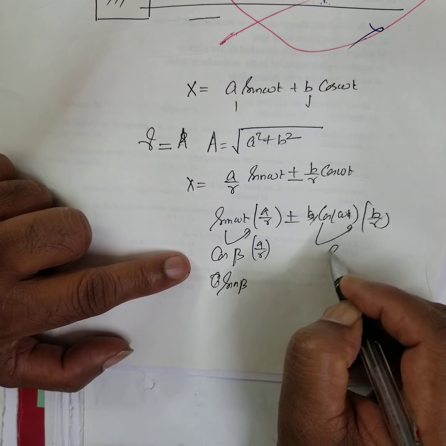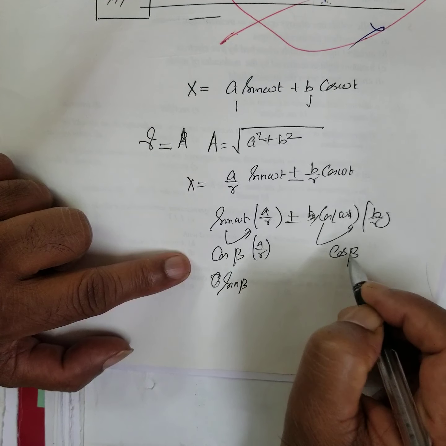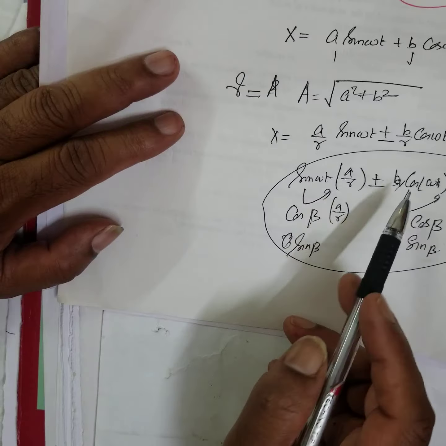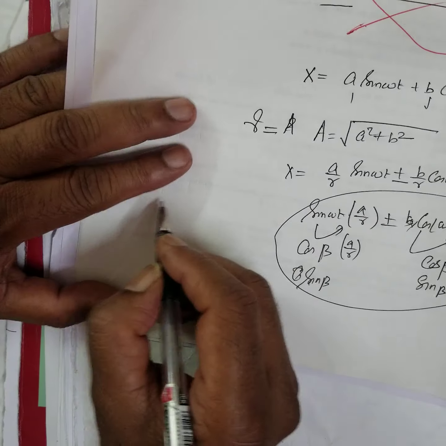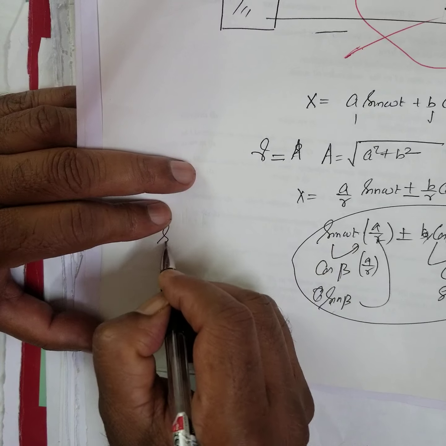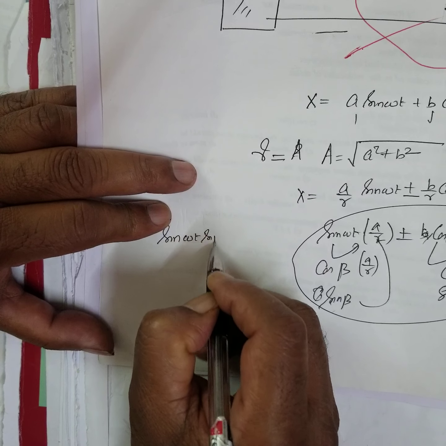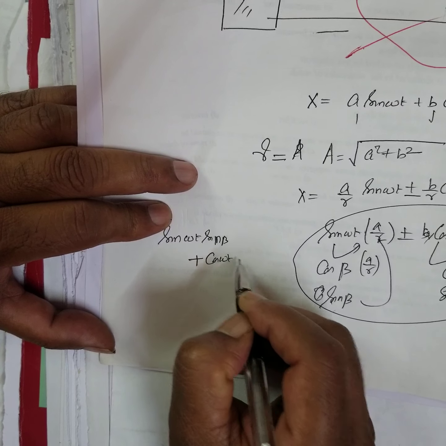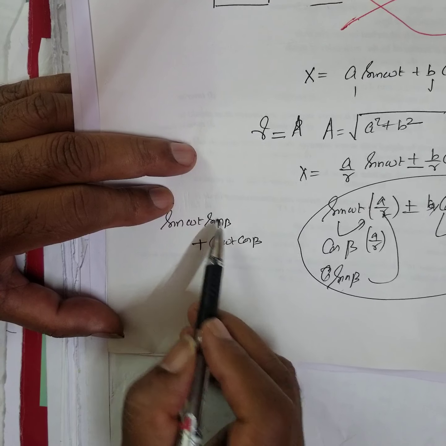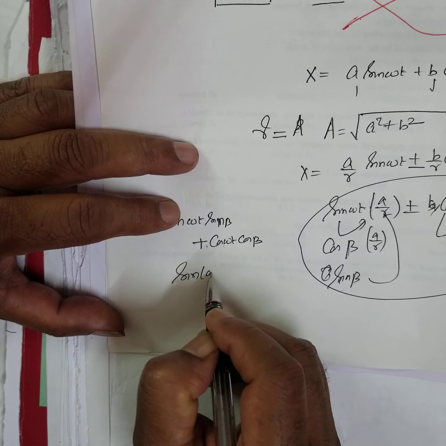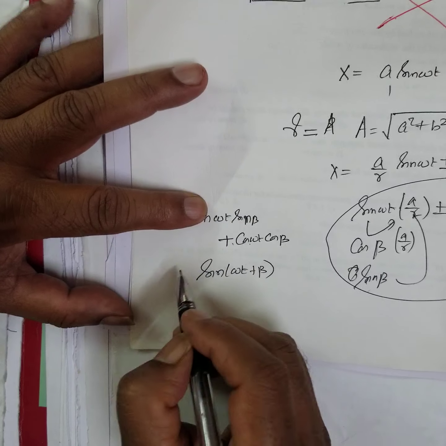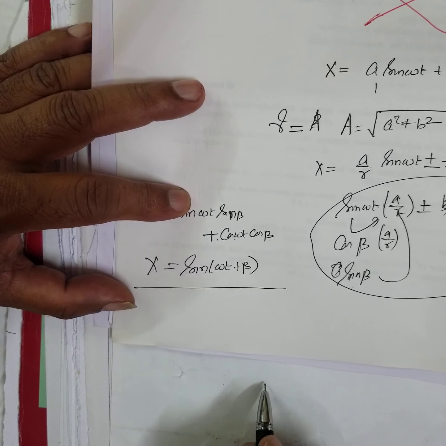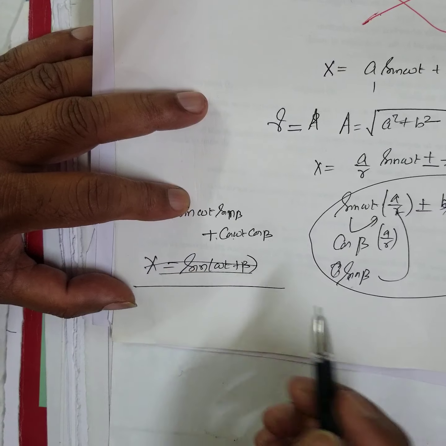This may be cos beta I can put, or sin beta. I can put anything as I like. Suppose I put this as sin beta. Therefore, sin omega t into sin beta plus, I will put it, say, cos omega t into cos beta. Sin a cos b plus cos a sin b is what? Sin a plus b. This is x, is it not?